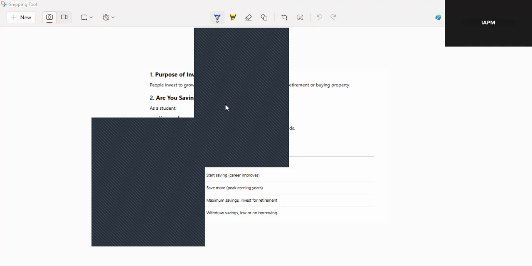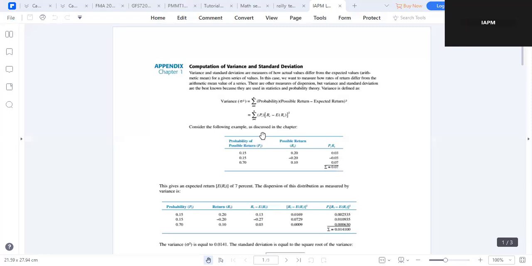So now let's go to computation of our variance and standard deviation. So we'll look at one of the questions in the examples. Sometimes it gets questions exactly as they are. So the variance is given by probability times possible returns and expected returns. Then we have that. So we are given to consider an example here where the probabilities and the expected returns.